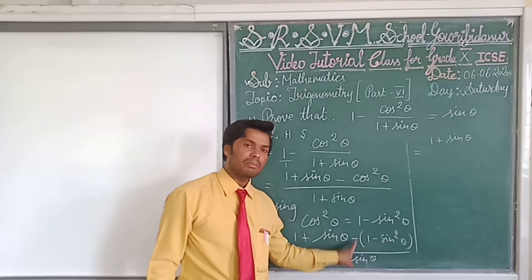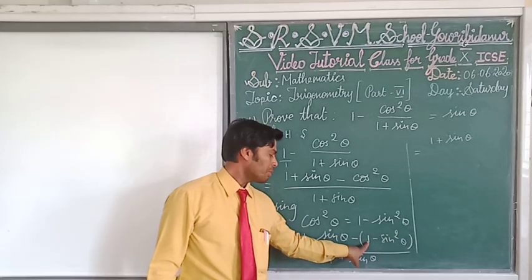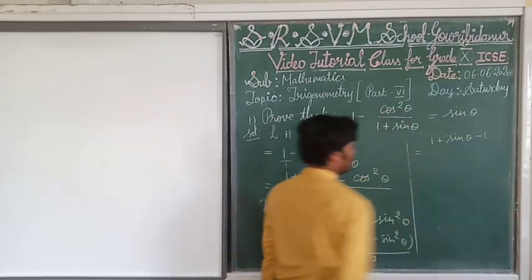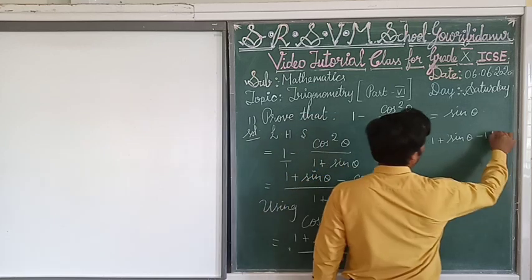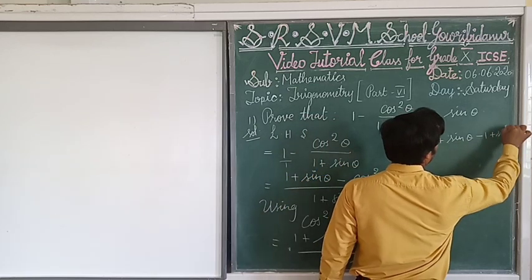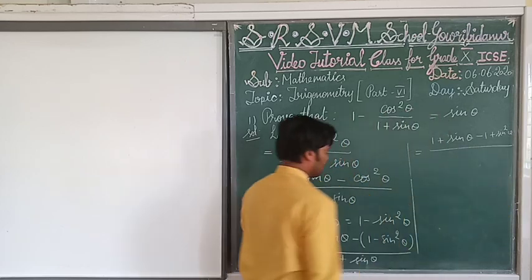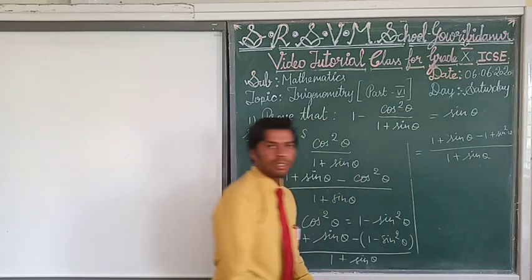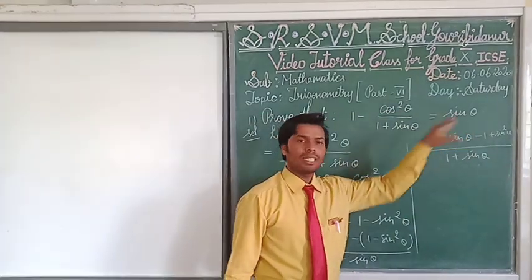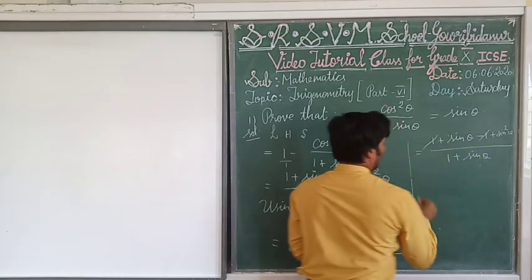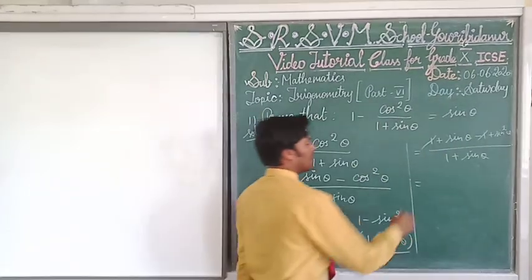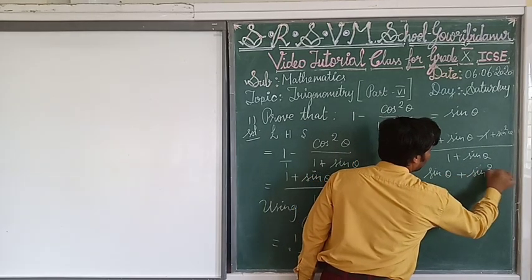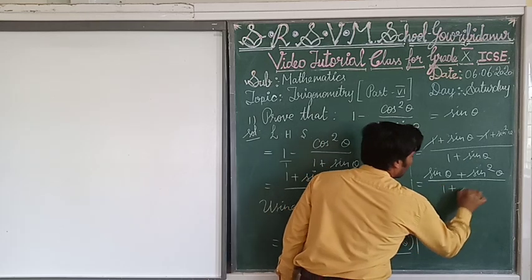Next step, this 1 plus sin theta is not changing. Minus into plus is minus, minus into minus is plus. So the plus term will be changed to minus, and the minus term will be changed to plus. So minus 1 plus sin square theta divided by 1 plus sin theta. Okay, changed or not? Now plus 1 minus 1 cancel, that is 0. Afterwards, next step: sin theta plus sin square theta whole divided by 1 plus sin theta.